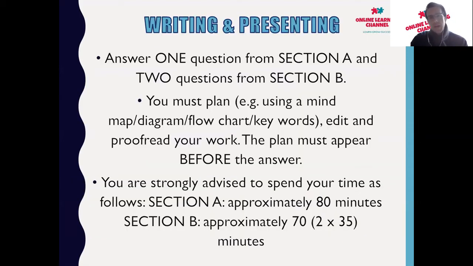So now when it comes to the actual paper itself, you are to answer 1 question from section A and 2 questions from section B. You must take into consideration that planning is imperative. So when it comes to planning, the use of a mind map, the use of a diagram or a flow chart, putting together keywords, for instance, editing and proofreading your work, together with planning, the overall production of your final piece must be clear and must appear before the actual answer itself. So when your planning is complete, you may draw a line through it just to indicate to the examiner that this is in fact your planning, and then your final presentation will be, of course, the final product.